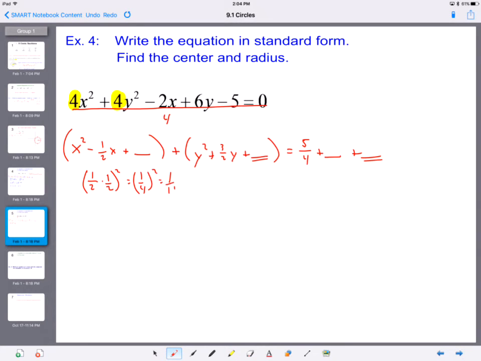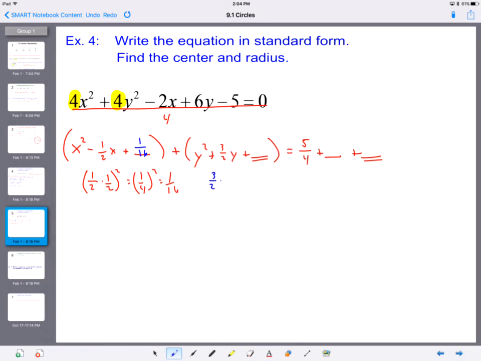squared, which is 1/16. Now some of you are going to want to do decimals, and I'm going to tell you not to, because when you're dealing with fractions and square rooting them, you can square root a fraction and get an exact value where you can't with a decimal. So let's keep everything in fraction form. If you use your calculators to figure out some of this stuff, that's fine. Just make sure you change it back to a fraction.